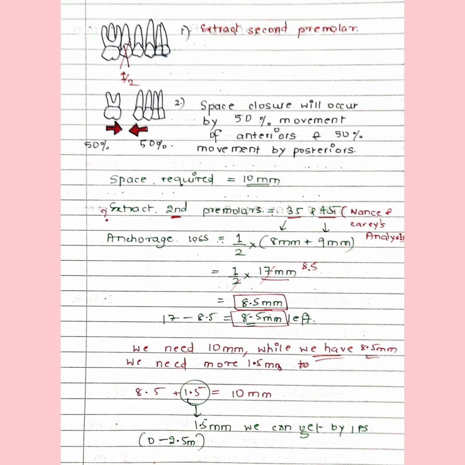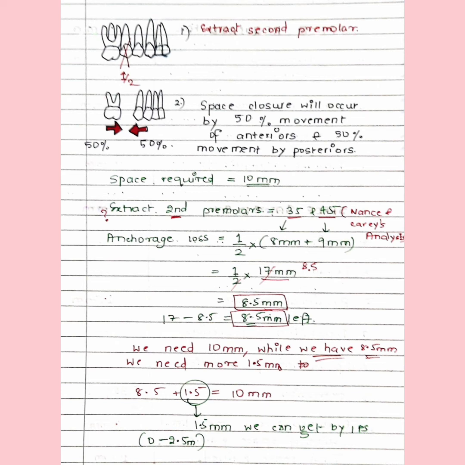Going back to the first page, we saw that 8 mm was the width of 3|5 and 9 mm was the width of 4|5. According to Nance-Kees analysis, we are going to extract the second premolar. So there will be anchorage loss of half into the width of these 3|5 and 4|5, 9 plus 8, 17. Divided by half, we'll get 8.5 mm. That is out of the 17 mm space that we get after extracting premolars. When we extract 3|5 and 4|5, we'll get 17 mm of space.